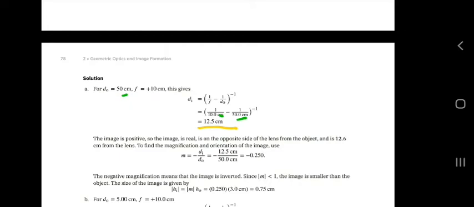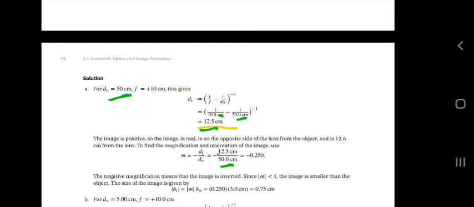To find the magnification and orientation of the image, we find it using this formula. The magnification is equal to negative image distance over object distance. Our image distance is 12.5 cm, which we found earlier, and our object distance is 50 cm. So 12.5 cm divided by 50 cm equals negative 0.250.